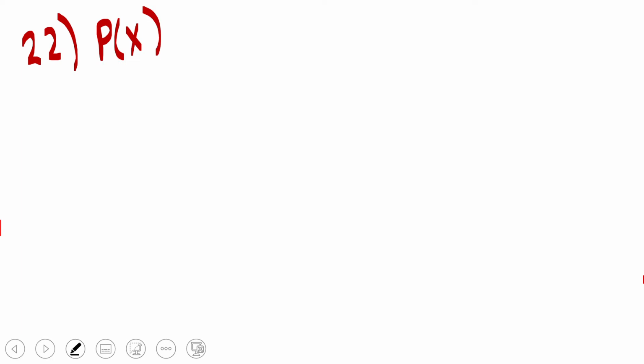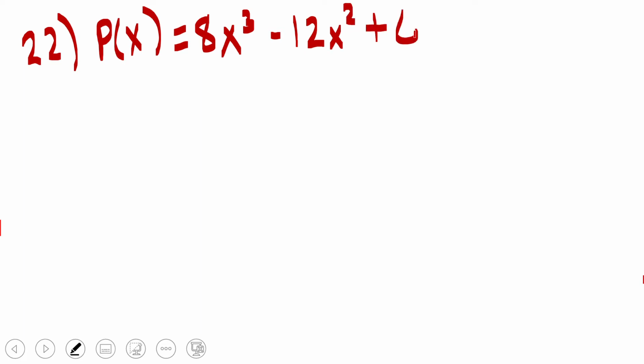In number 22, you are given p of x equals 8x cubed minus 12x squared plus 6x minus 1. Remember, the constant term is the p term, and the coefficient of the highest degree term is the q term.